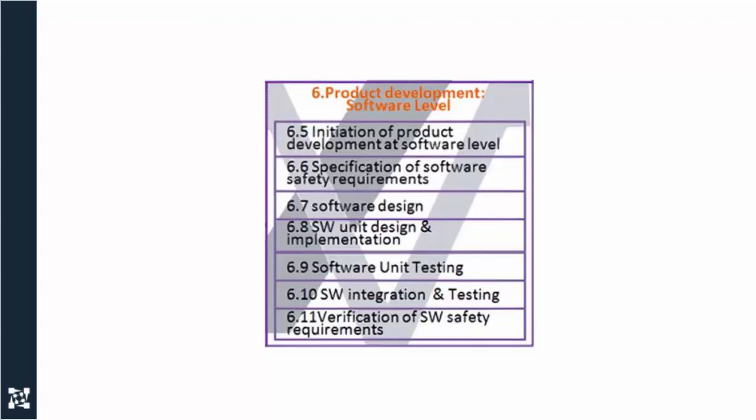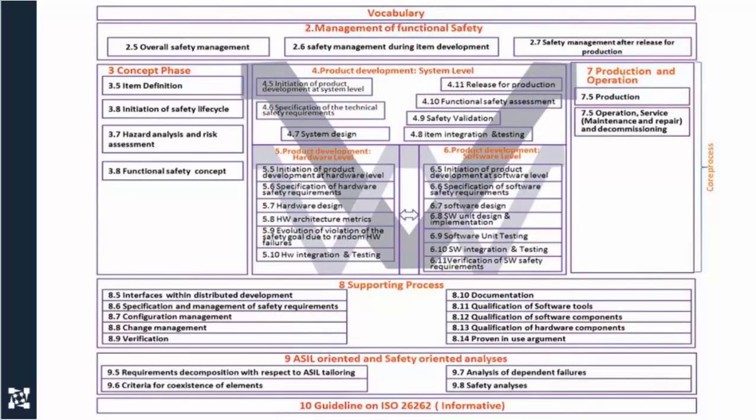Anyways, but let's complete the workflow. Now, Part 7 addresses the production and operation, which means the product is out in the field and you have to consider things like maintenance, repair, and also sunsetting of your product, or referred to as decommissioning. Now, Part 8 specifies the various supporting processes in the development of the system that help ensure functional safety.